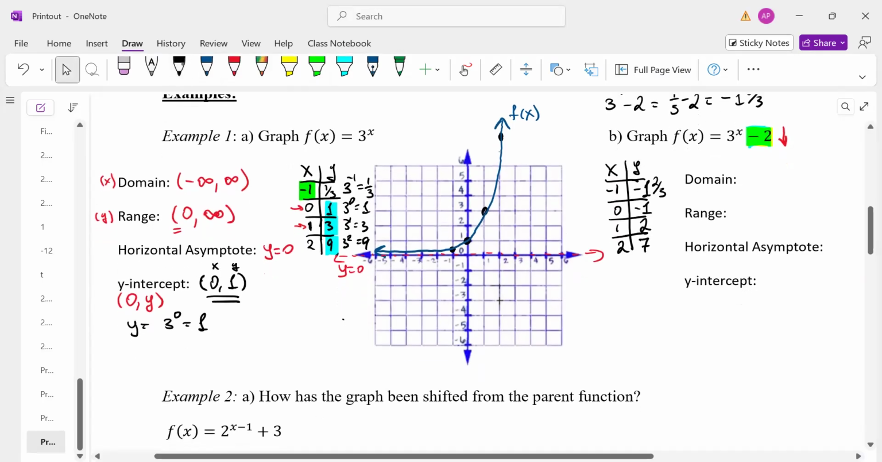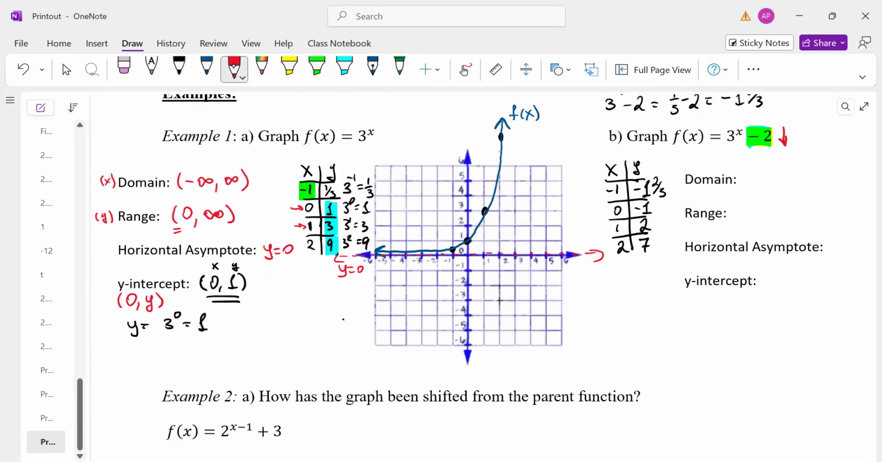So now notice we will be crossing our x-axis. So our new points will be -1 and -1 and 2/3, so it's somewhere here. Then 0, -1, 1, 2, and then 2, 7.